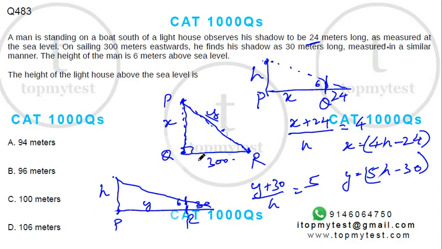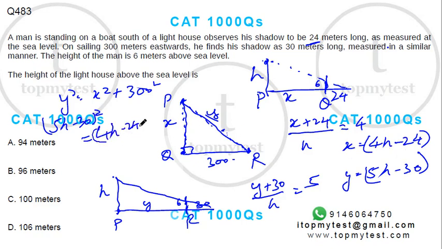Now we also know this is a right angle triangle. This is exactly south, then it goes east. So this is a right angle triangle. So you know Y square equals X square plus 300 square. So Y is 5H minus 30, X is 4H minus 24, plus 300 square.